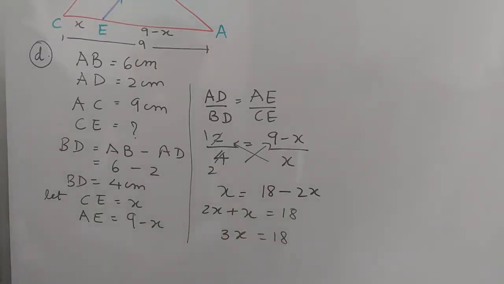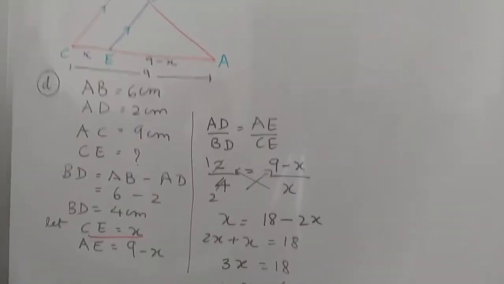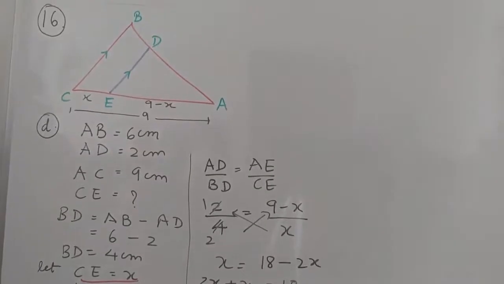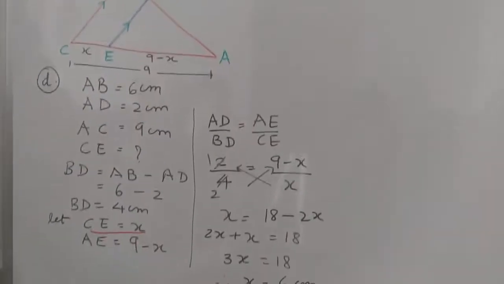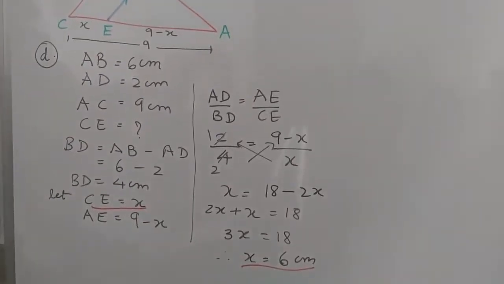So how much do we get? Here x is equal to 18 divided by 3, 3 sixes are 18. So here we found the x value as 6 centimeters. Now what is x I have taken? CE. It means the CE answer which they asked to get is 6 centimeters. So this way, by some adjustment in the figure, you can get your full answer correctly.